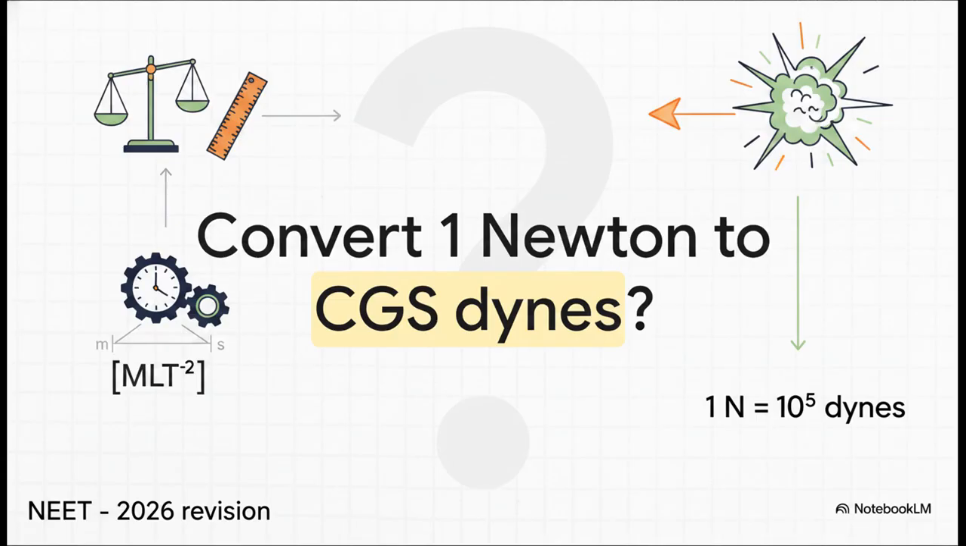Moving right to MCQ2. How do you convert 1 Newton into the CGS unit, dynes, using dimensional analysis? We know the dimensional formula for force is MLT to the minus 2. By comparing SI units to CGS units, basically comparing kilograms to grams and meters to centimeters, you'll calculate that a single Newton neatly explodes into 10 to the power of 5 dynes.